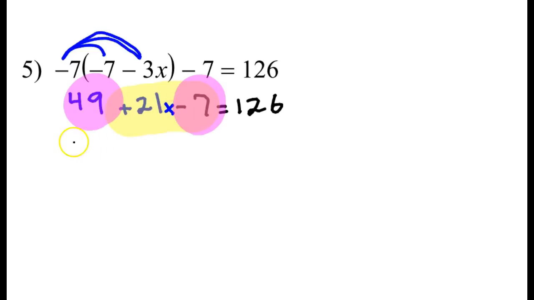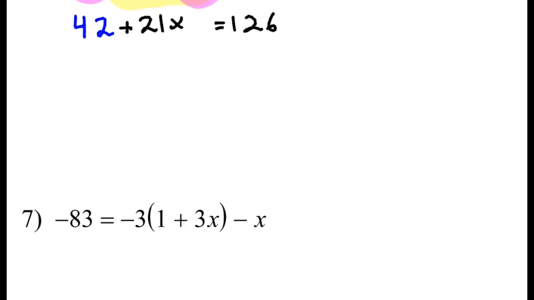49 minus 7 is 42. And then bring down everything else. Bring down the 21x equals 126. And you just keep on going. Subtract 42 on both sides. Divide both sides by 21. So it always turns back into basically a review equation. Which is nice because there's not a ton of different types of concepts. It's really the same thing repeated. So you always get a lot of review on every assignment.